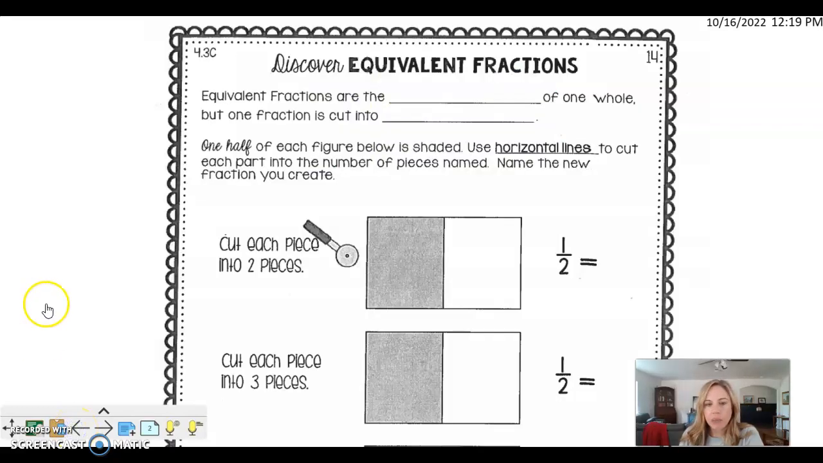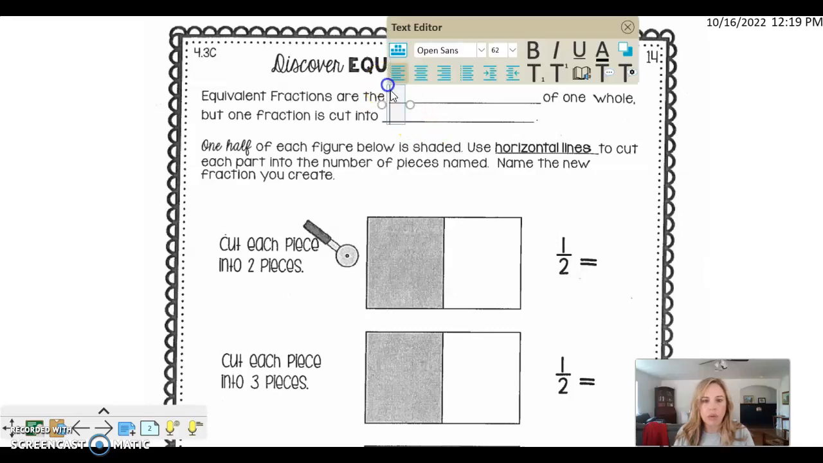You should have this piece of paper in front of you and on the side that says discover equivalent fractions. It will have a 14 up at the top. Well, we know that equivalent fractions are the same amount of one whole, or the same part of one whole.